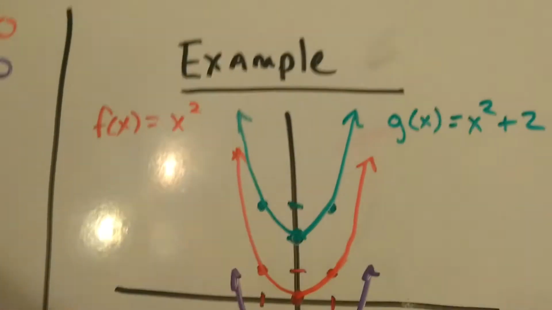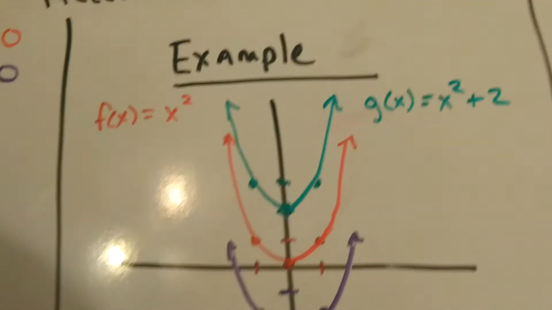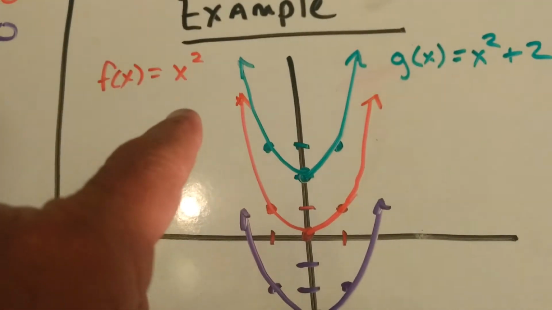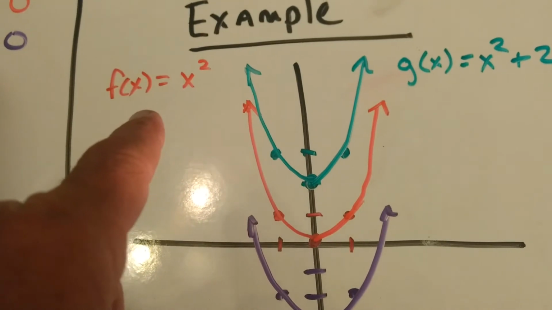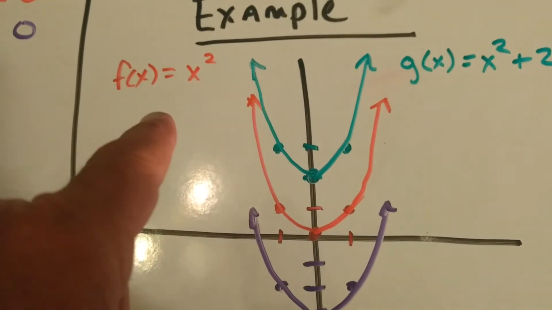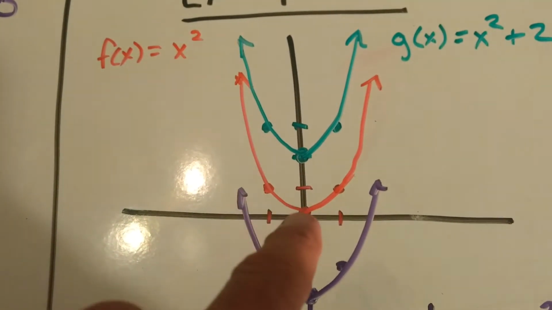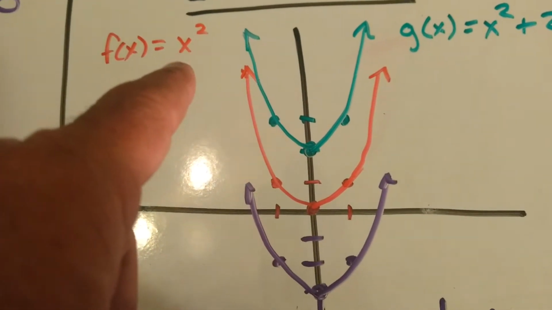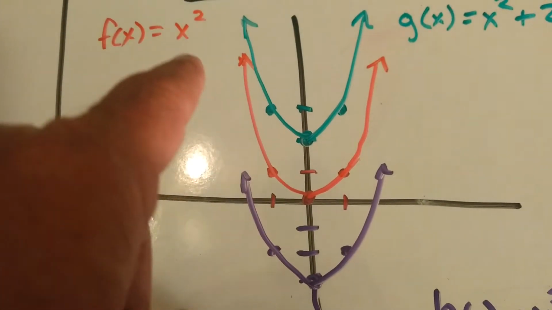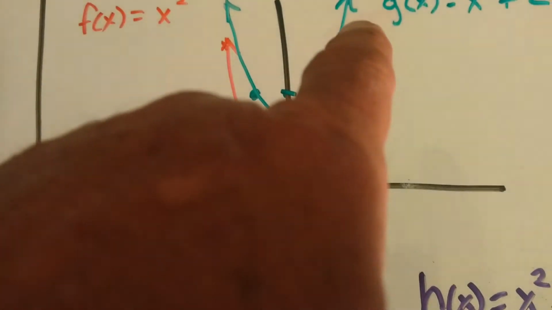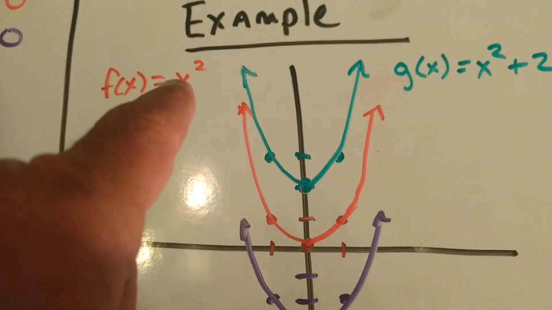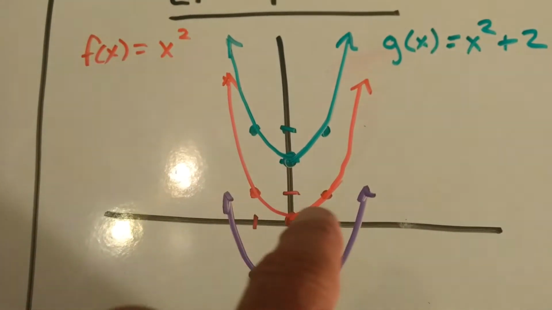So let's look at this. All right, so here's a problem, a graph. See, I've written in red f of x equals x squared. If I plug 0 in here, I'd get 0, 0. If I plug the negative 1 in here, I get negative 1, 1. If I plug the 1 in here, I get 1, 1. So that's how I got the red graph. Because it's x squared, I knew it was a parabola.